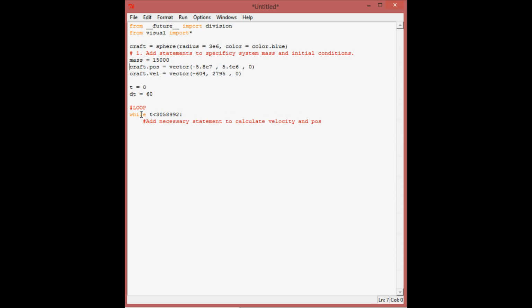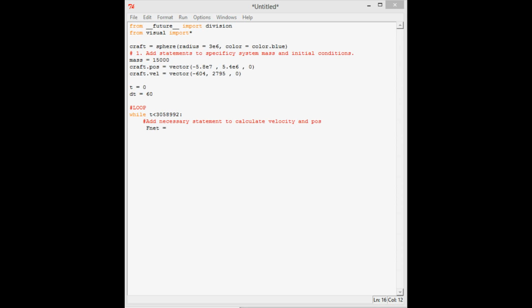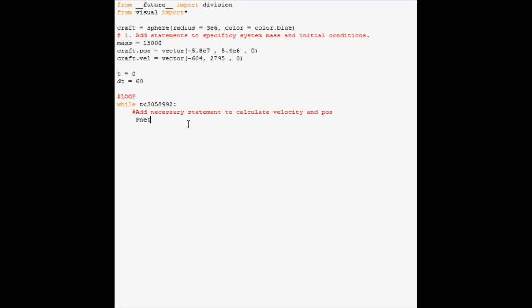Now part B is where it gets a little tricky. Now what we need to do is write the loop to calculate the velocity and the position. First thing, let's use the momentum principle.